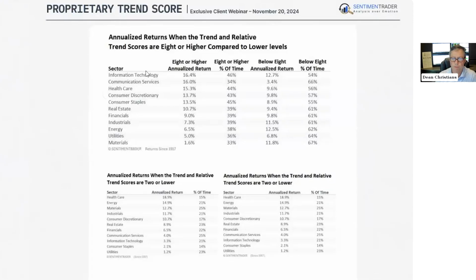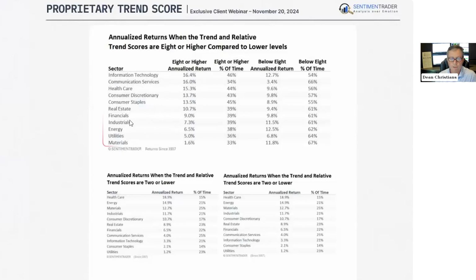And what we see, I have it sorted in this first column, 8 or higher, annualized returns: technology was 16.4, communications was 16, and then you go on down the line. But what you notice here is, this is since 1957, it's tech, communications, discretionary. These are all growth and defensive growth sectors with the highest annual returns when you have this combination of 8 or higher in terms of the trend and relative trend score.